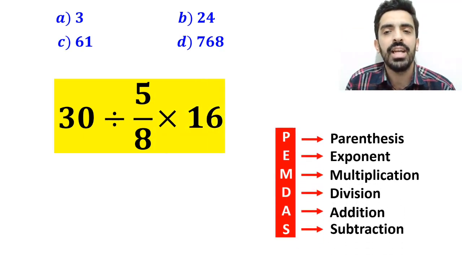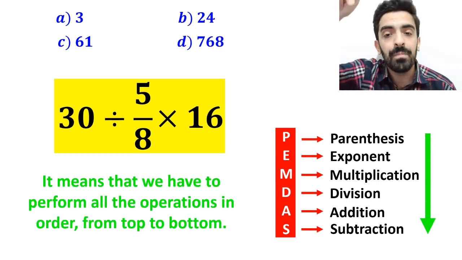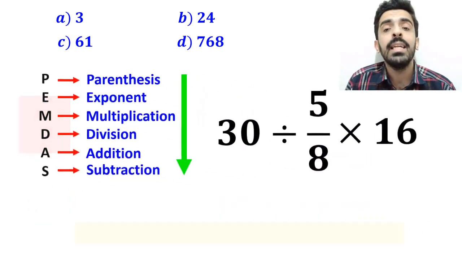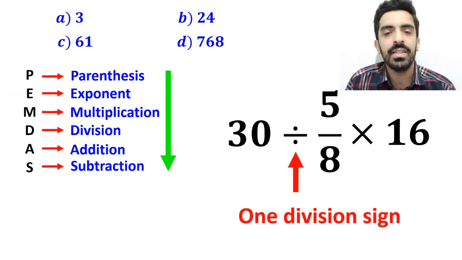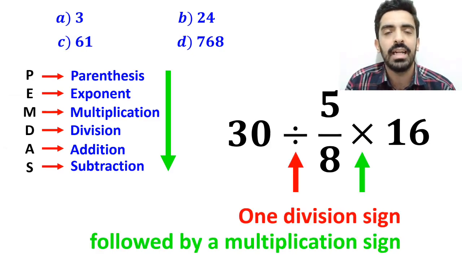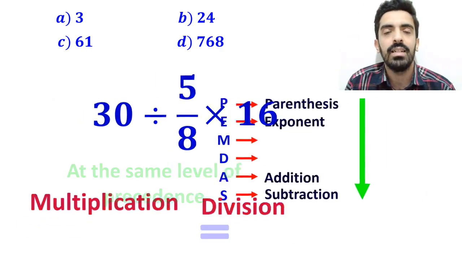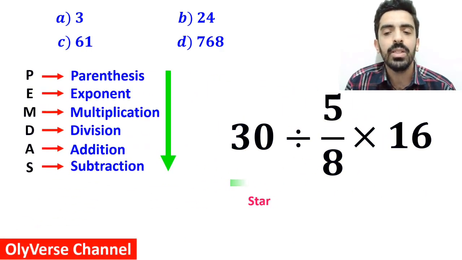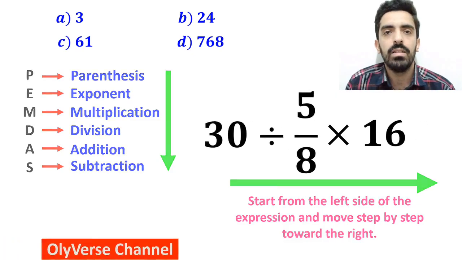To solve this question, we need to follow the PDMAS rule exactly as I have shown on the screen. It means that we have to perform all the operations in order from top to bottom. Okay, as you can see in the image, in this expression, we have one division sign followed by a multiplication sign. It's very important to note that multiplication and division are at the same level of precedence. In this case, the best thing to do is to start from the left side of the expression and move step by step toward the right.